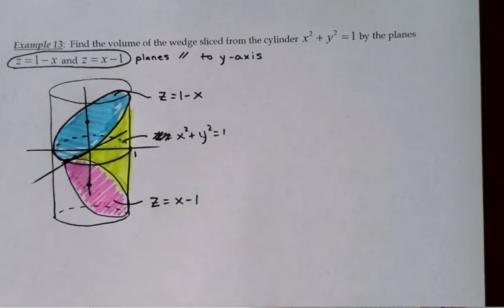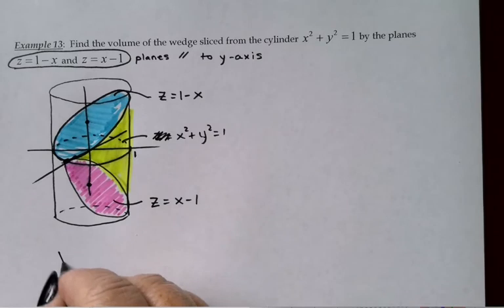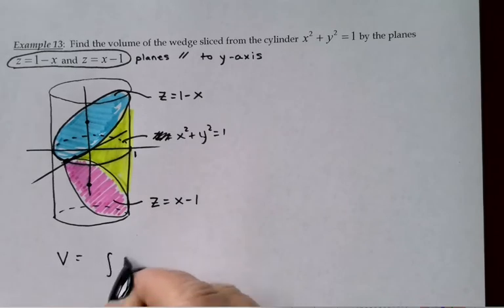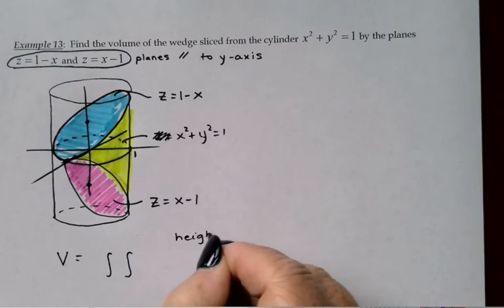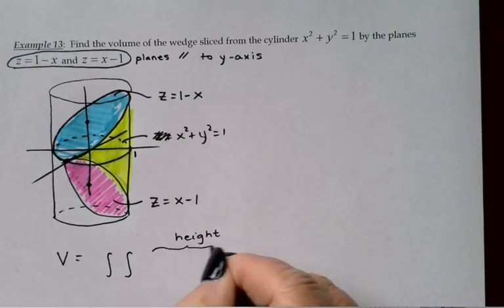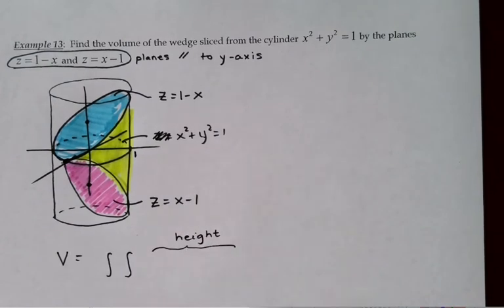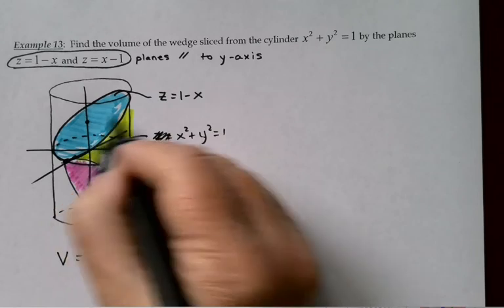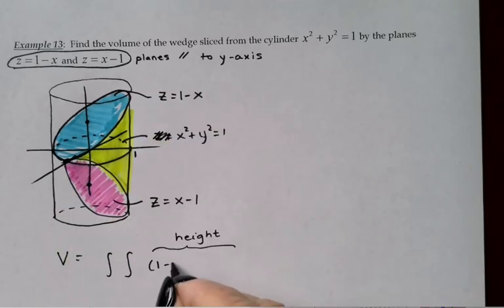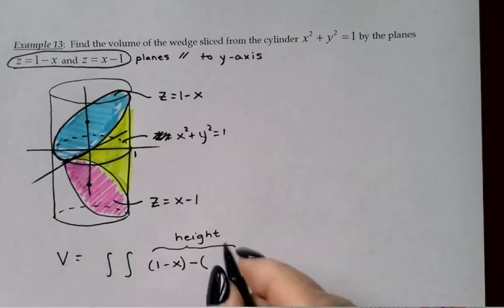All right, so let's start by setting up our double integral, and then we'll go back and look for the R. To get the volume, I do need the double integral of that height function. And as always, height is top minus bottom. So top would be this blue plane. That was the 1 minus x. Subtract the bottom, which is the pink plane, x minus 1.